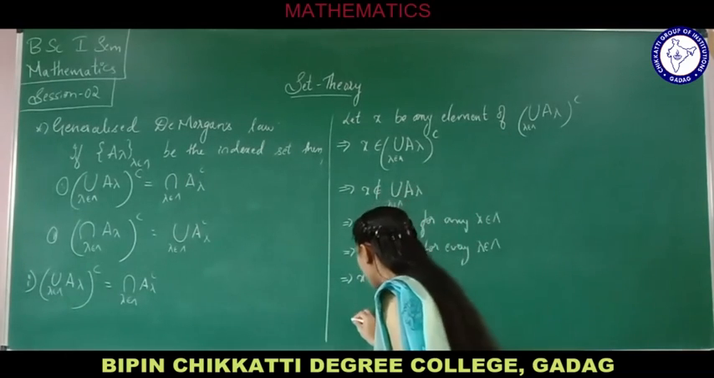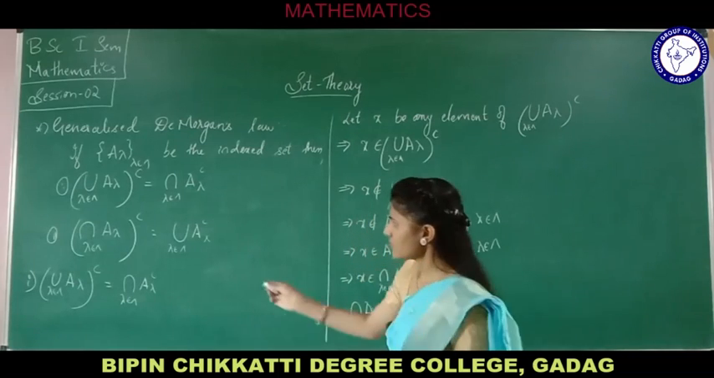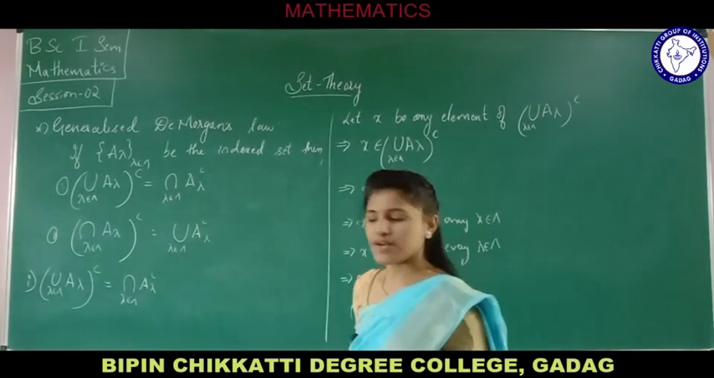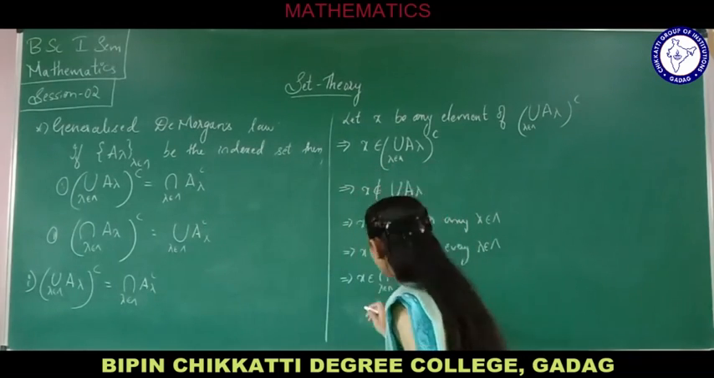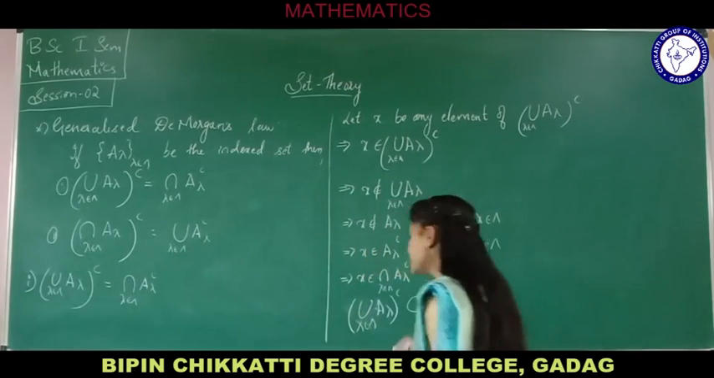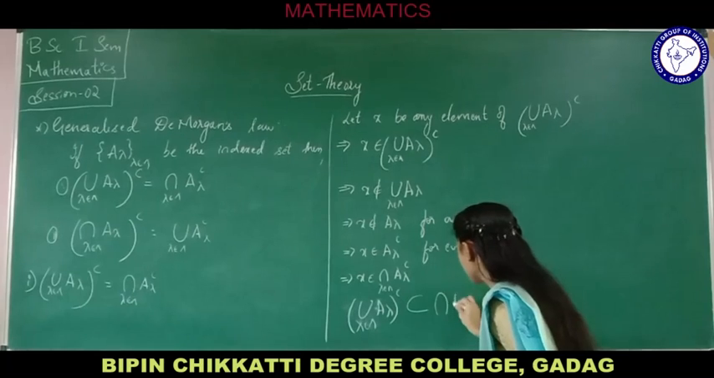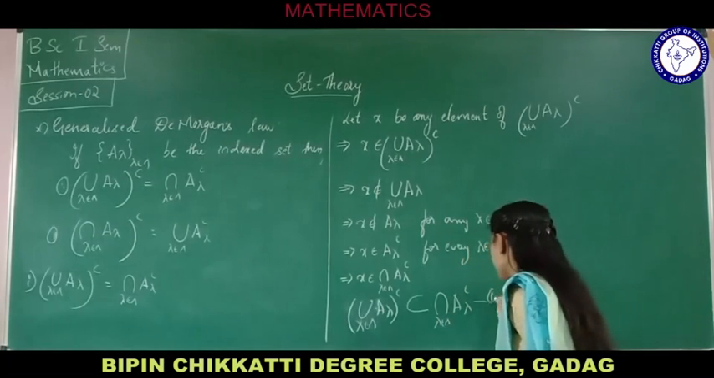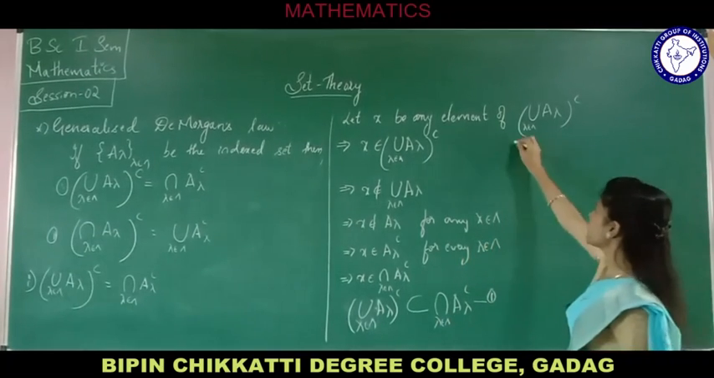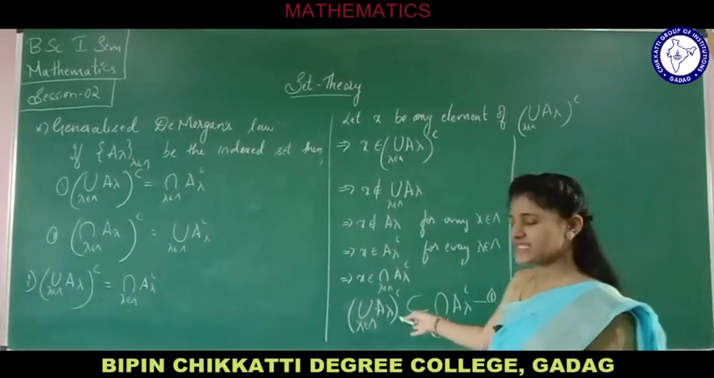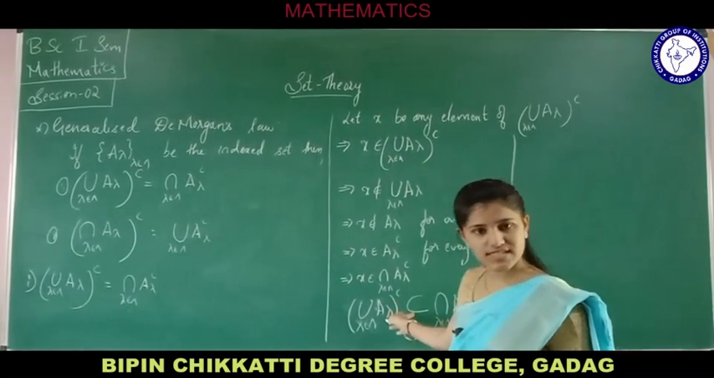So first, let us consider that the complement of the union of A lambda, lambda belongs to the indexed set, is a subset of the intersection of A lambda complement where lambda belongs to the indexed set. Let us consider this as equation 1. Now again we need to prove the other part, that is, it has just become the subset. Now what are we going to consider?